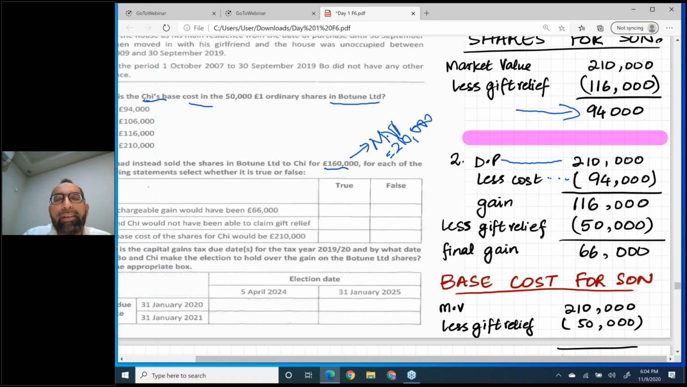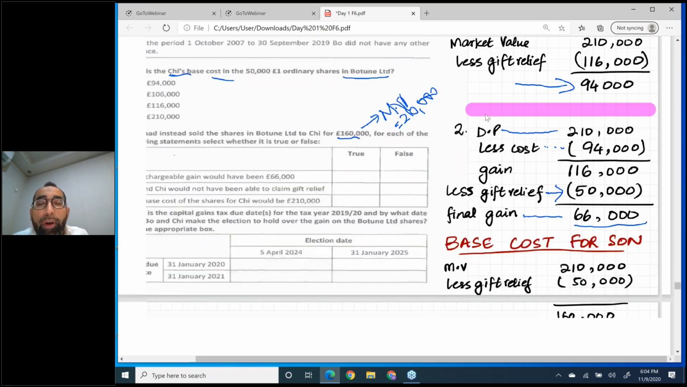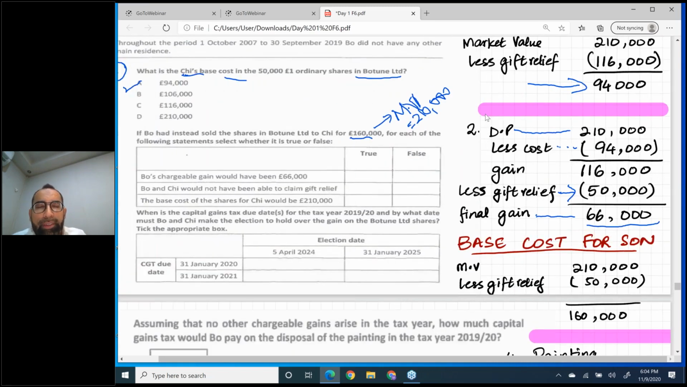So we can only deduct gift relief up to 50,000. In this case, the final chargeable gain for dad right now is 66,000. Now the student may ask, sir, what is the base cost now for the son? Very easy. The son received the shares with a market value of 210.